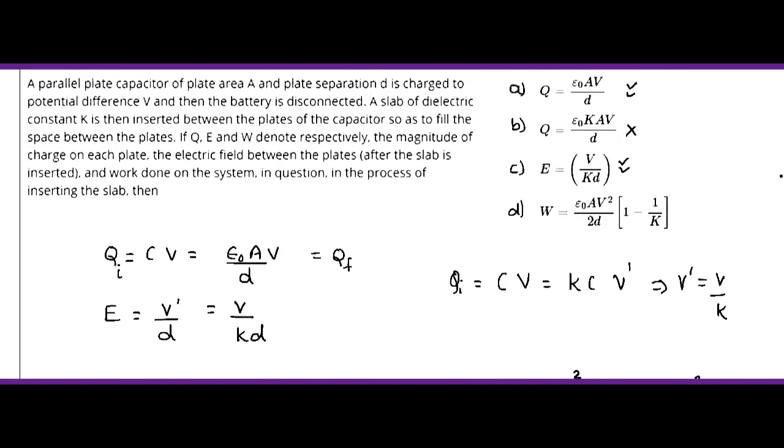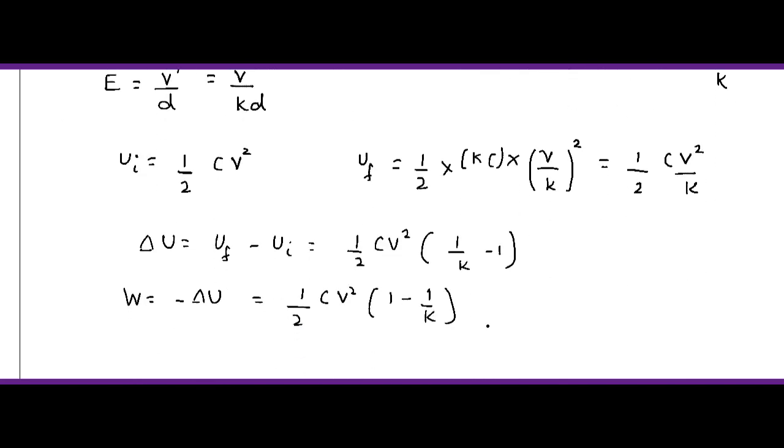So let us check whether this is matching. It is given in terms of epsilon, so we can just convert. If we put the value of epsilon, it would be epsilon A divided by D. Sorry, this is the value of capacitance. Now what else is there? There is 2, there is V square in the numerator, and there is 1 minus 1 divided by K. So what would be our answer?